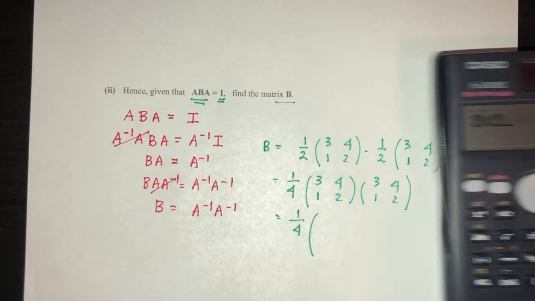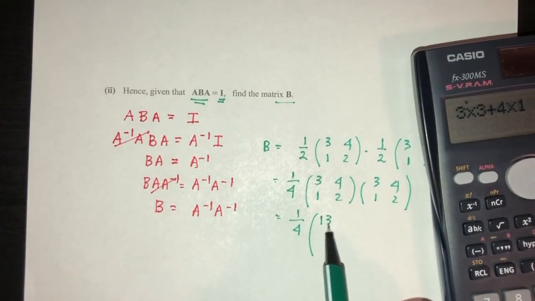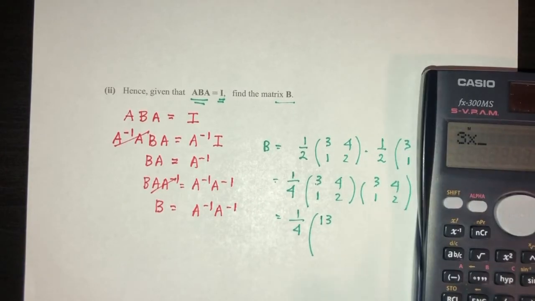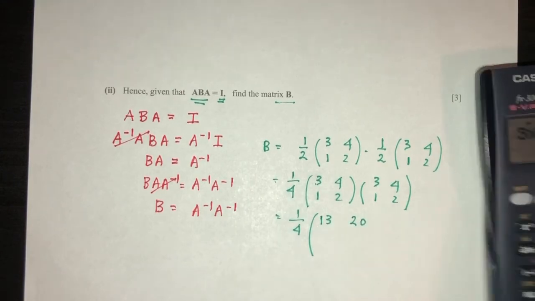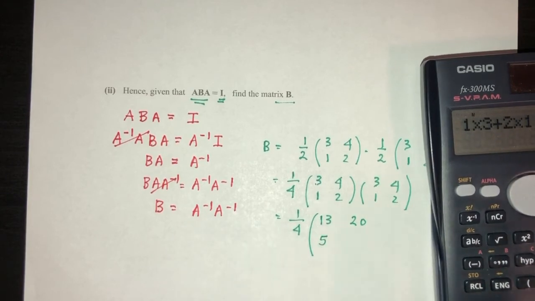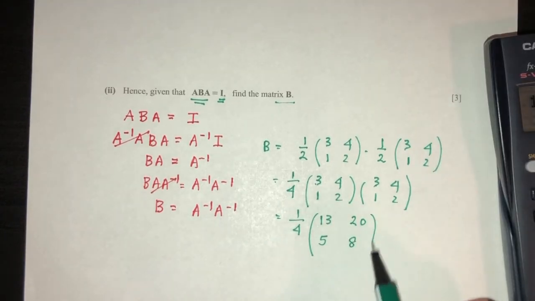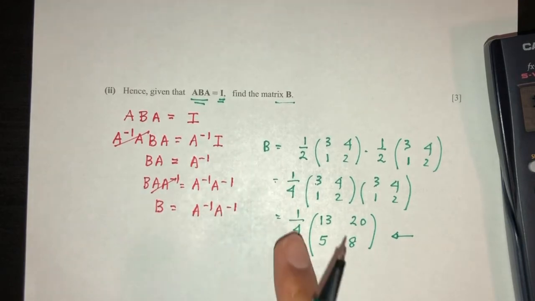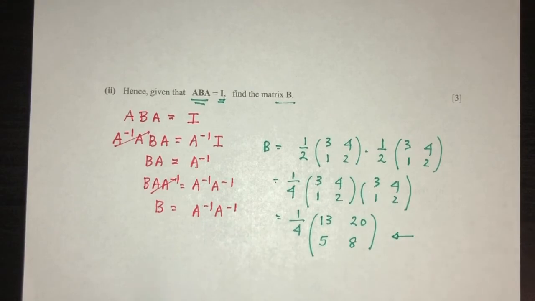So 3 times 3 plus 4 times 1. That will be 13. And then we have 3 times 4 plus 4 times 2. That will be 20. Then we have 1 times 3 plus 2 times 1. That will be 5. And then 1 times 4 plus 2 times 2. That will be 8. Okay, so that will be your matrix of B. You can bring this inside if you want to, but if not, that's okay as well. Okay, that will be your question number 6.